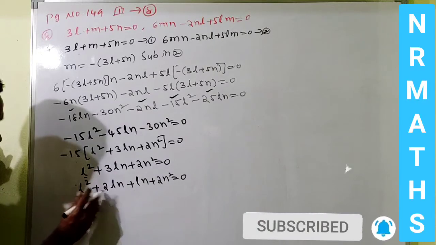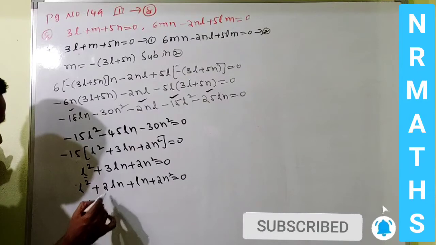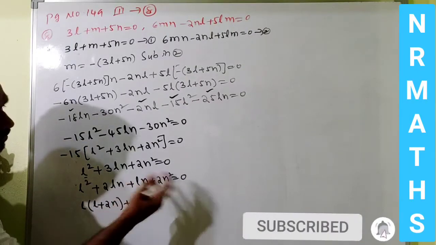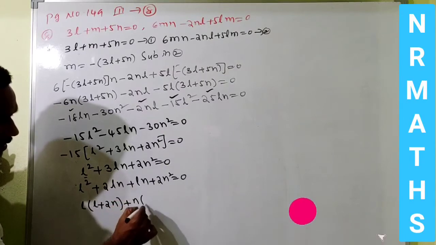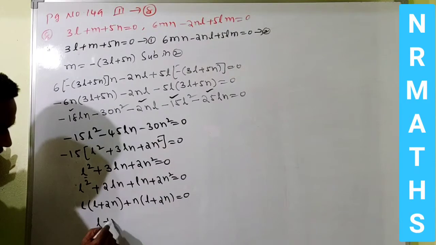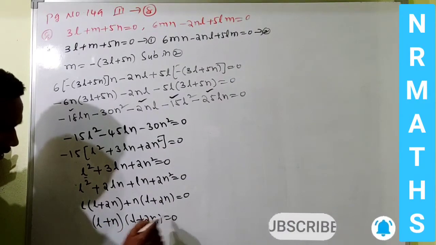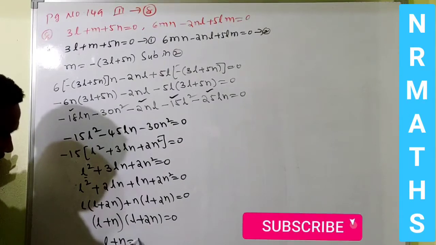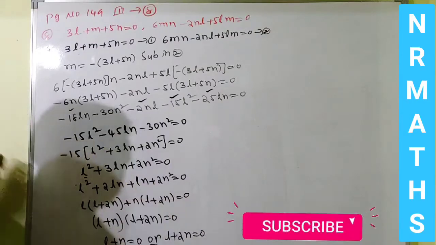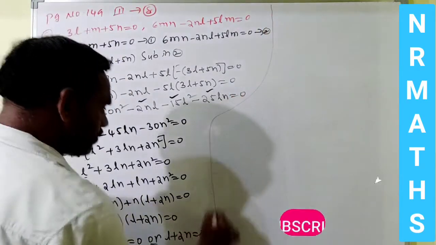Now, what is the common factor in the first two terms? L is common, giving L into (L plus 2N). In the last two terms, N is common, giving N into (L plus 2N). So (L plus N) into (L plus 2N) is equal to 0. Here, L plus N is equal to 0 or L plus 2N is equal to 0. We face two cases here.